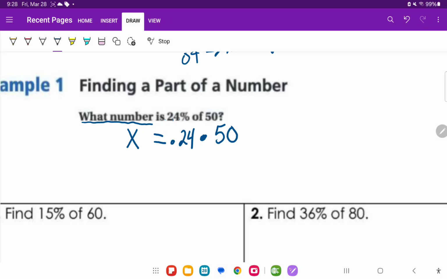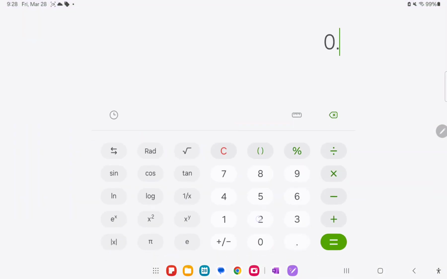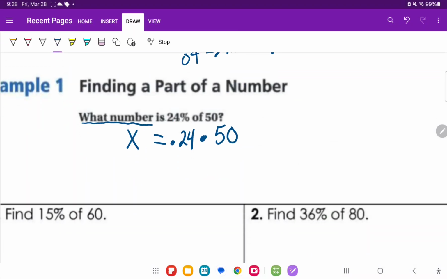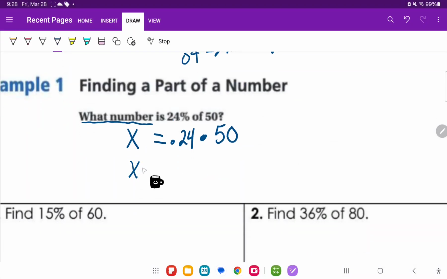So we'll go to our calculator and we'll go 0.24 times 50. And so that's going to be 12. So that gives us X is equal to 12. So 12 is 24% of 50.